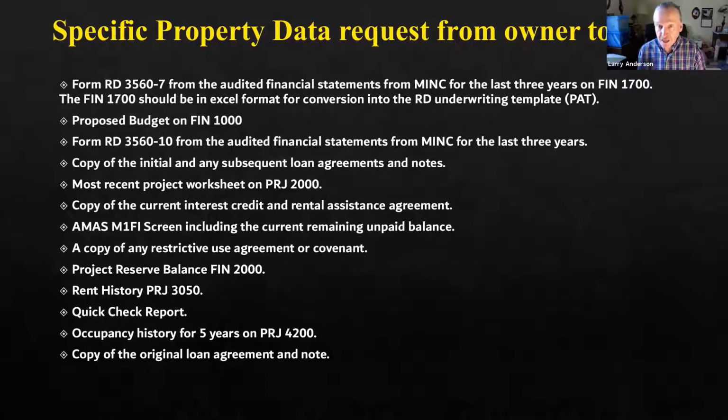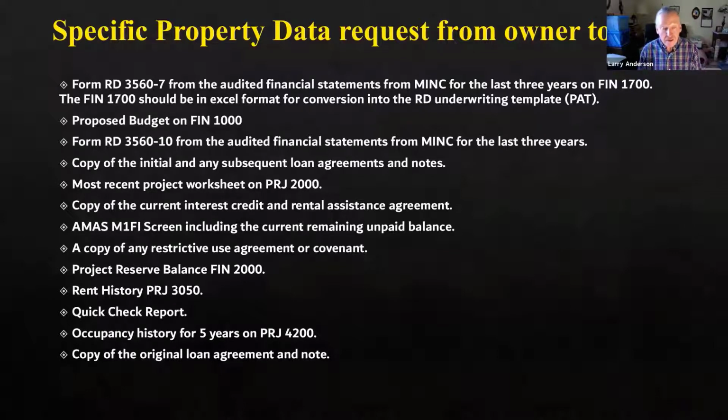If you're going to do a tax credit property, you really want to get that report, because it'll alert you if you have some tenants who are going to be ineligible. There's the occupancy history for 5 years, PRJ 4200, and that'll tell you what the occupancy history has been for the last 5 years. So you can see if it's on a high note now or on a low note. If they had an adjustment, when did that happen? So that's very valuable as well.